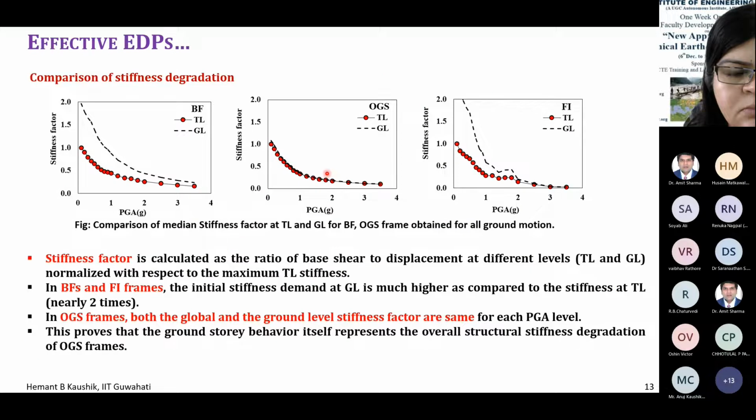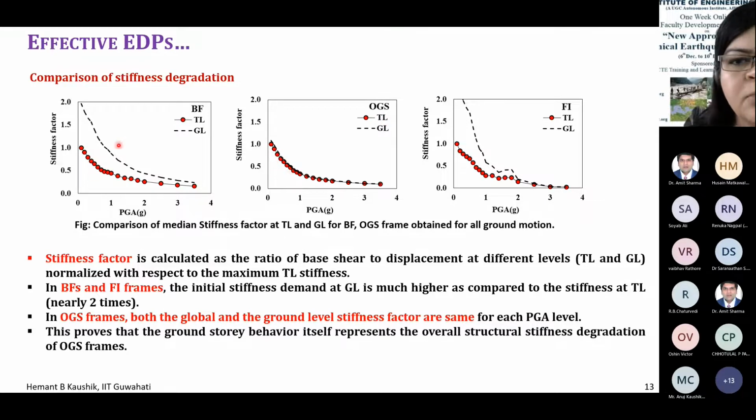Now, if you compare the degradation in the stiffness when the damage occurs in the building, let us compare that degradation by finding out the stiffness factor, which is a ratio of base shear to displacement at different levels, and it is normalized with respect to the maximum top level stiffness. So when we do that, you can see very easily here that for the open ground story frame, there is no difference at all when we find the stiffness factor for the top level and for the ground level.